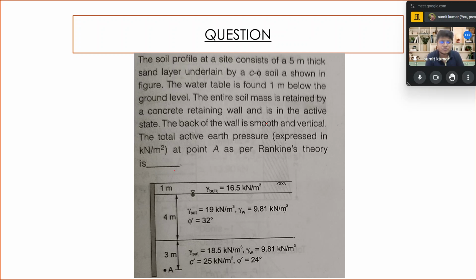Okay, so we know the standard equation. We use our standard equation only. Over here there is no surcharge. Our equation is like this. PA, I am going to write it in the form of an equation, because if we write in the form of an equation, the question becomes very easy. There is no chance of error. If we solve it directly, the chance of error will be minimal. So PA = K gamma z minus 2c root K.